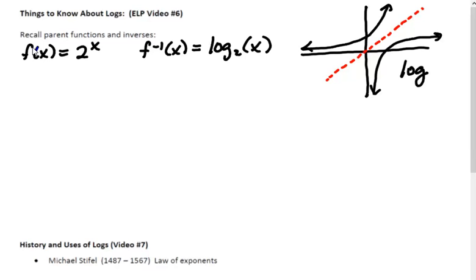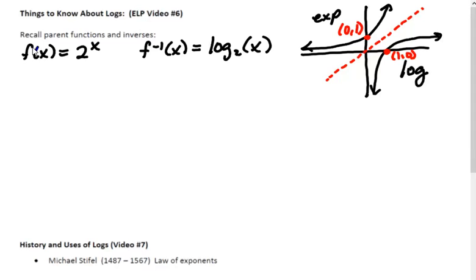This graph went through the point (1, 0). This one went through the point (0, 1), and all of their x and y coordinates are switched. So this is the log function. This would be the exponential function, that they're inverses of each other.